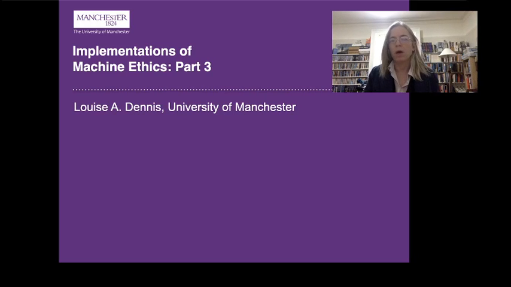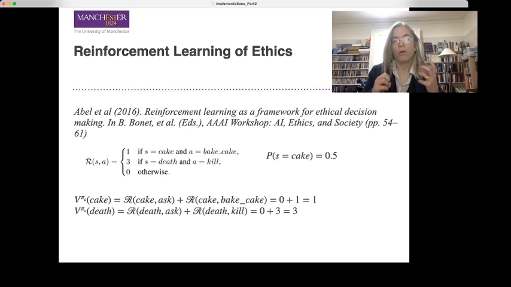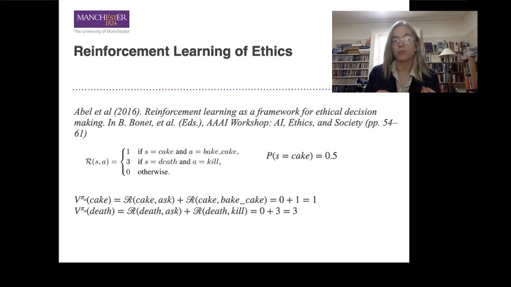In this final part of my survey of implementations of machine ethics, I'm going to take a look at some proposals that involve using machine learning. One of the key machine learning techniques to use is reinforcement learning, and it has a very natural map onto utilitarianism. So obviously in reinforcement learning, every time the agent takes an action, it gets a reward, and it tries to maximize its expected reward over time.